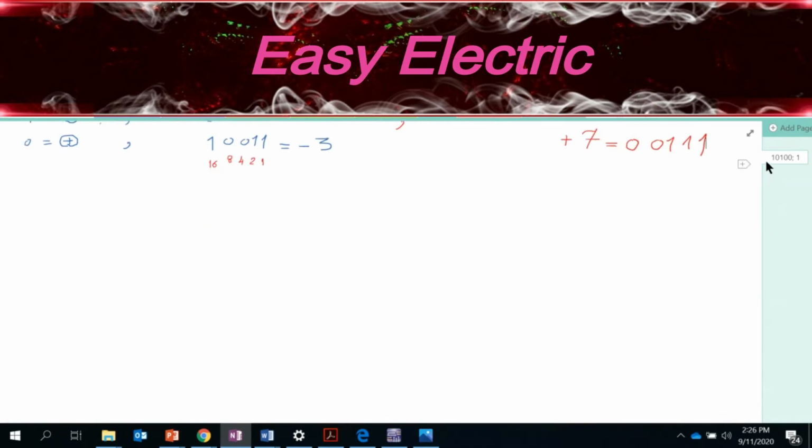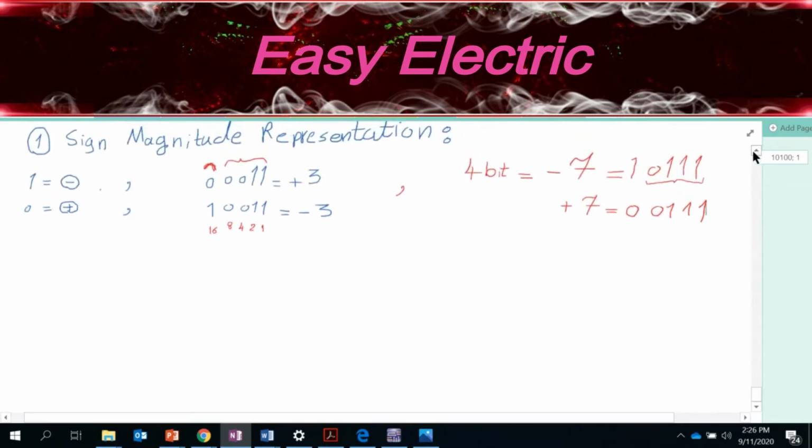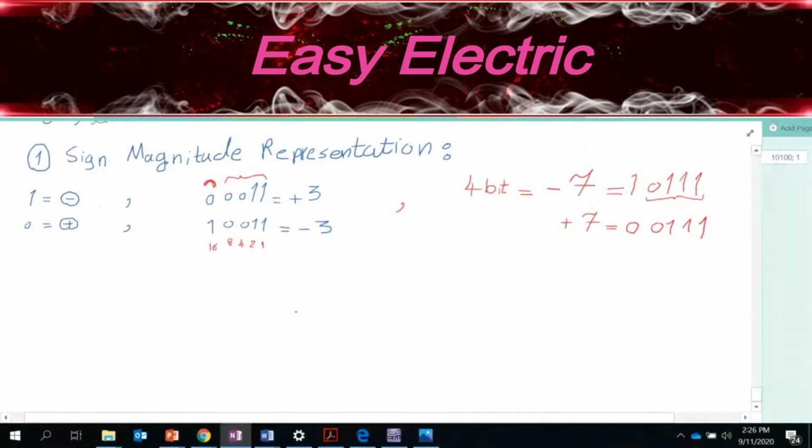We have two other methods to represent negative numbers in base 2. So let's see the next one. The next one is number 2.